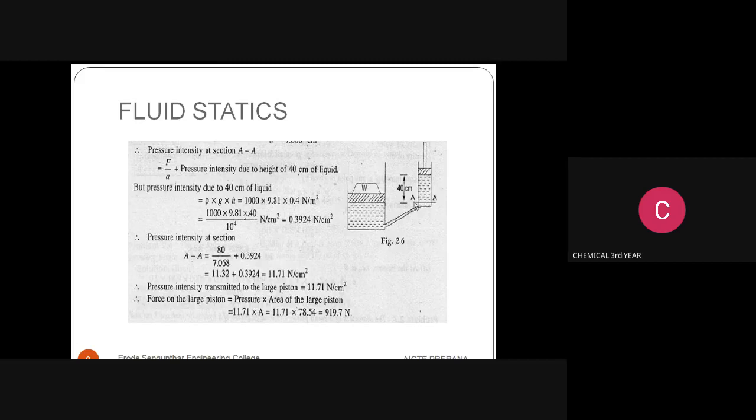So you can take this section AA. The pressure intensity at the section AA is F by A plus the pressure intensity due to the 40 centimeter height of the liquid. So you need to add that pressure intensity due to the 40 centimeter height of the liquid to the pressure intensity of the small piston. So that is the pressure intensity at the section AA.